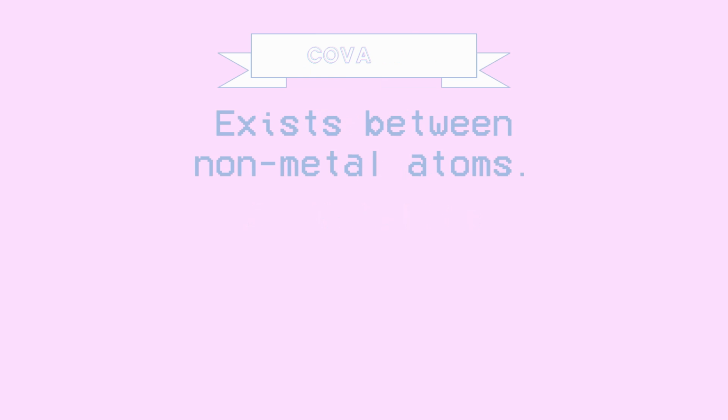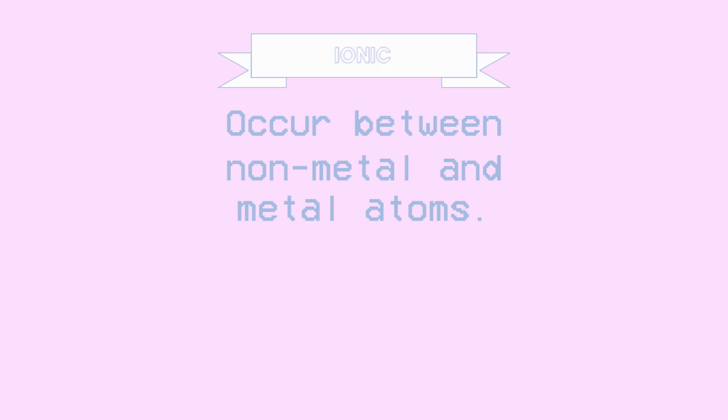There are 3 types of intramolecular bonds: covalent, ionic, and metallic. Covalent bonds exist between non-metal atoms, for example, carbon and oxygen atoms in a molecule of carbon dioxide. Second, ionic bonds occur between non-metal and metal atoms, for example, sodium and chlorine atoms in a molecule of sodium chloride. Lastly, metallic bonds join metal atoms, for example, copper atoms in a piece of copper metal.